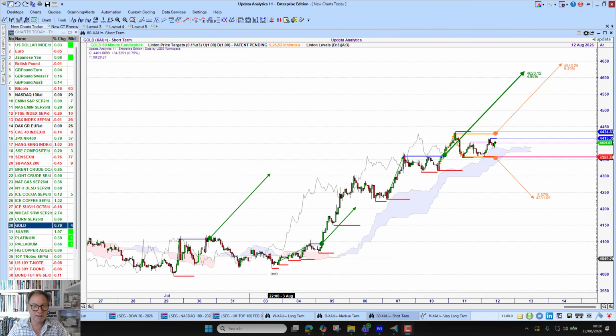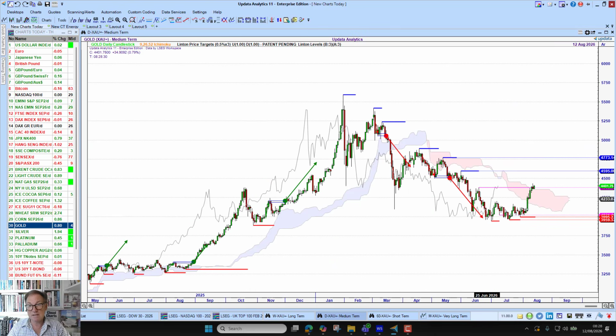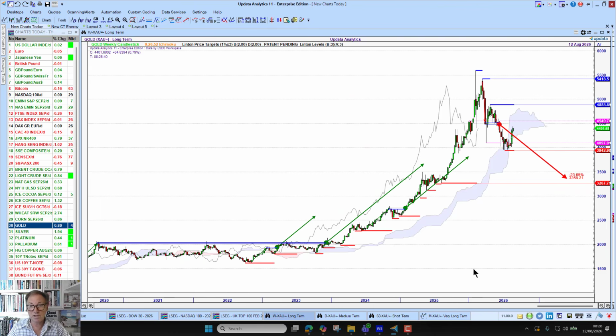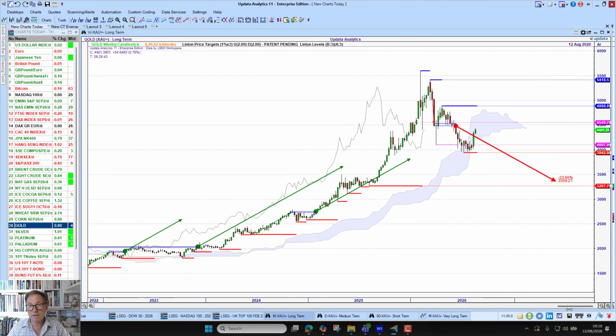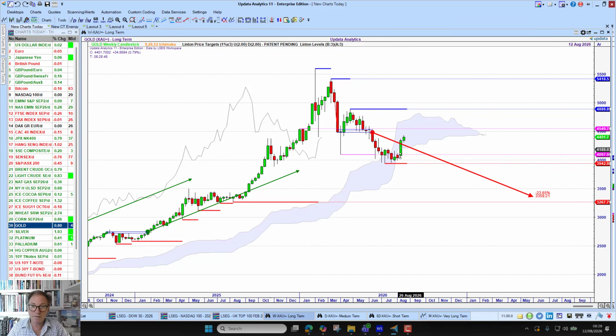We've got upside targets, and if we go to the medium-term chart, you can see here that we found pretty strong support around $4,000, and now we're just starting to cross the cloud. And if you look at the weekly chart, this is the key point here. We have found support on or around the cloud.